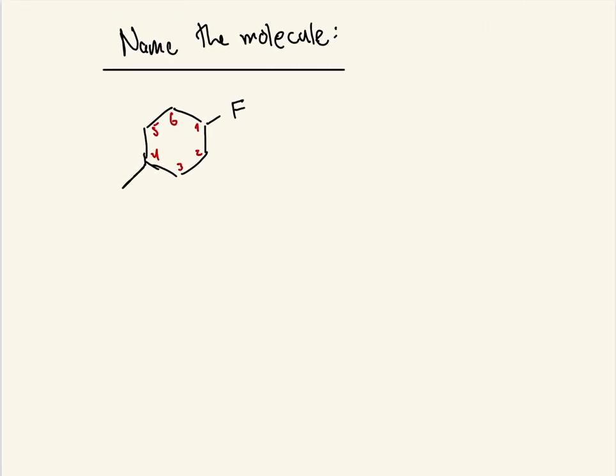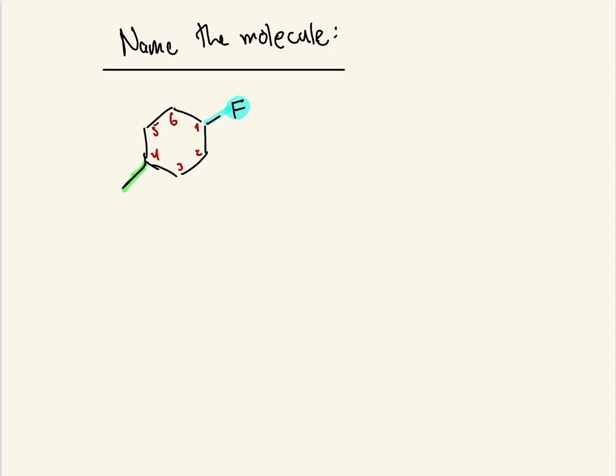Okay, so we're starting with 1. That's how we're going to name it. We're going to put the highest priority group on number 1. So how are we going to name this molecule? I'm going to highlight the different groups here. All right, these are our 2 different groups. How do we name this?